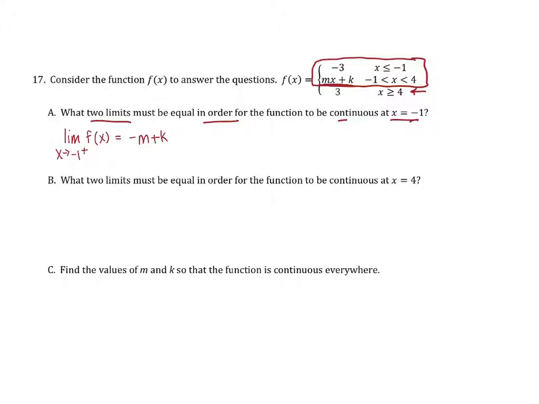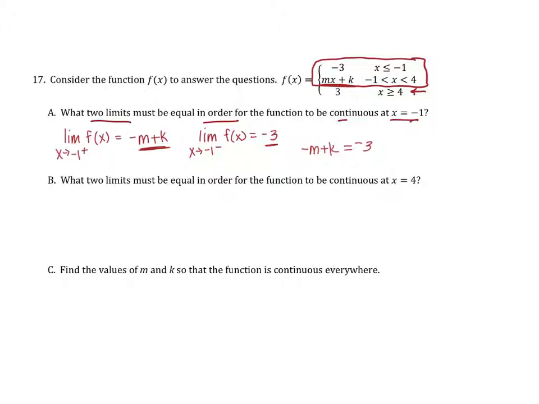Right, so now let's look at from the left. So we have the limit as x approaches -1 from the left of f of x. And notice what it tells us. If we're coming in from the left, we're on the less than side, and it tells us there that we should have -3. So what two limits must be equal in order for these to be continuous? Well, the limit from the left has to equal the limit from the right. So in other words, -m plus k, that's what we got from the right side, has to be equal to what we got from the left, which is -3.